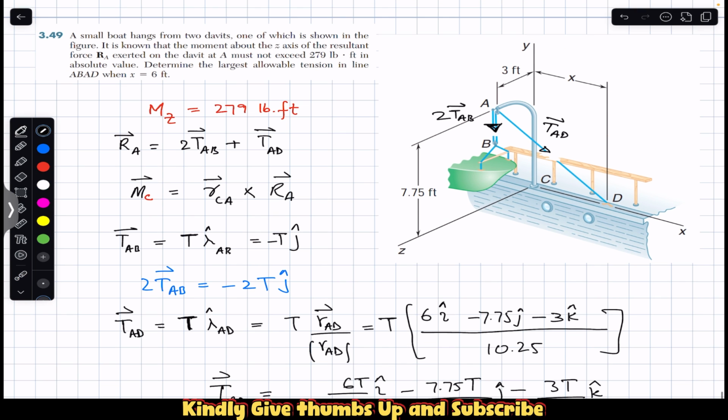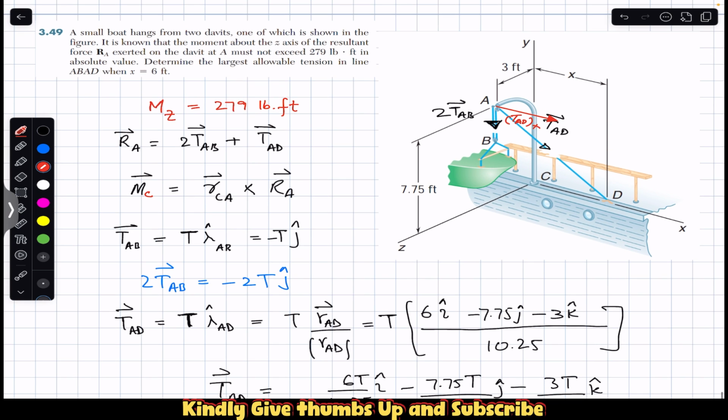So let me represent those components. The x component is in the positive x, and I can put it here because we want to find the moment at A. So this red vector represents the T_AD x component. Similarly, the z component is in the negative z, and the y component is in the negative y. So this one is T_AD y, and this one is T_AD z.